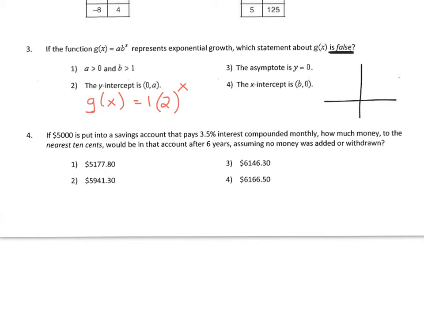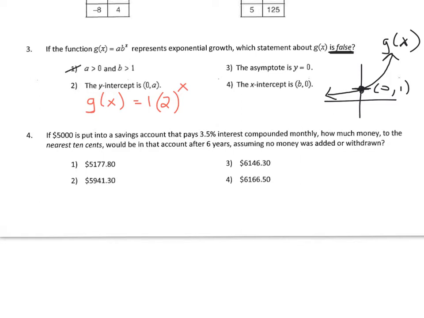So it is definitely representing growth, and more specifically, let me put some points on here. It's going through the point 0, 1. I'm just going to label this g of x. So let's look back at choice 1. If we pick an a value greater than 0 and a b value greater than 1, yes, it does represent exponential growth. So we're looking for which is false. So choice 1 is out.